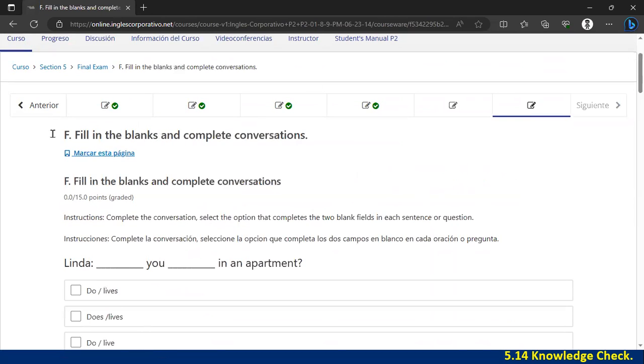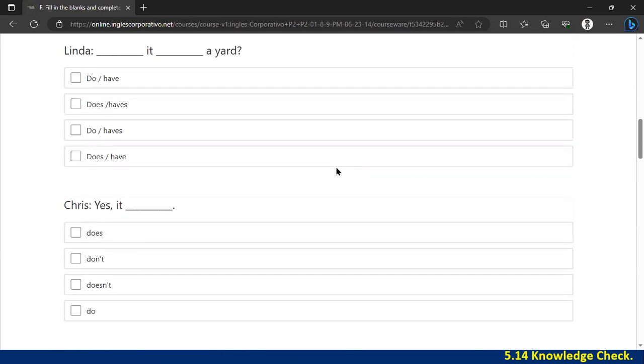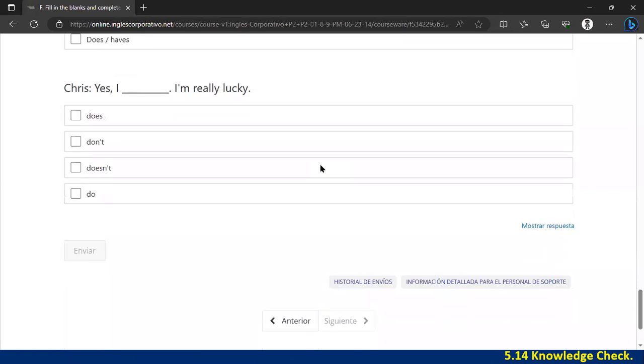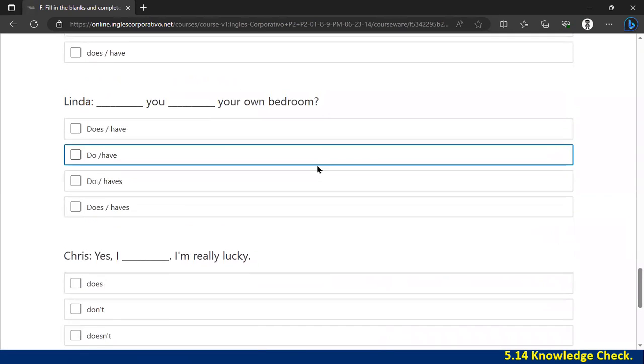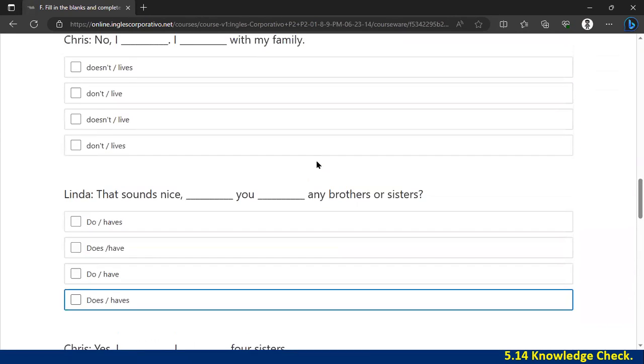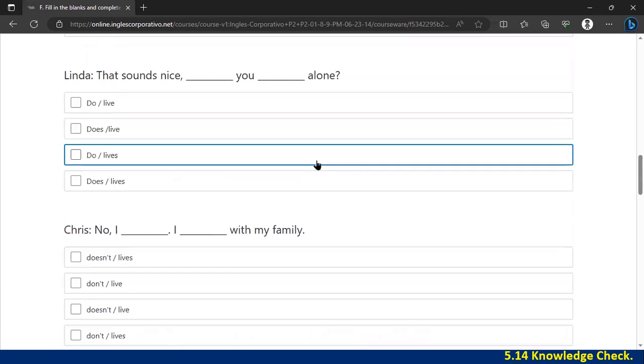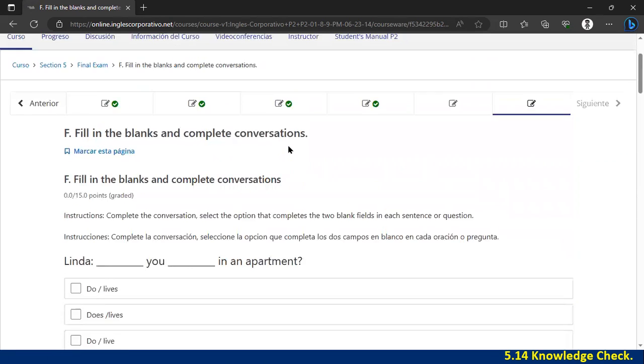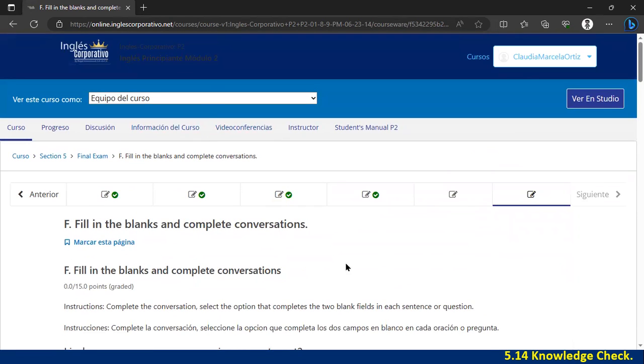And here we have a fill in the blanks. Ask and complete the conversations, okay? So this one is very easy. It's just putting into practice everything we saw about present simple, in this case affirmative sentences, negative sentences, questions, and short answers. That's what you have to do in the final exam, okay? I don't know if you have any questions about this.